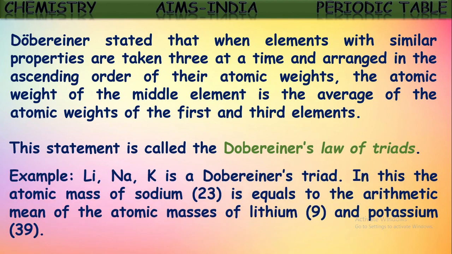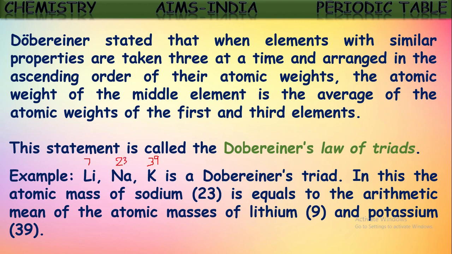For example, lithium, sodium, potassium is a Dobereiner's triad. He observed that the chemical properties of these three elements are similar, so he called these one triad. These three elements are written in the increasing order of their atomic weights. The atomic weight of lithium is 7, whereas the atomic weight of potassium is 39, and the atomic weight of sodium, as we know, is 23.